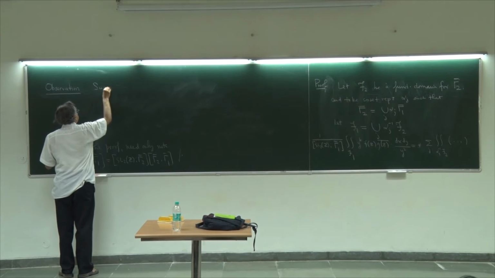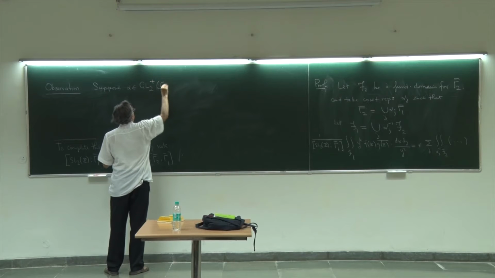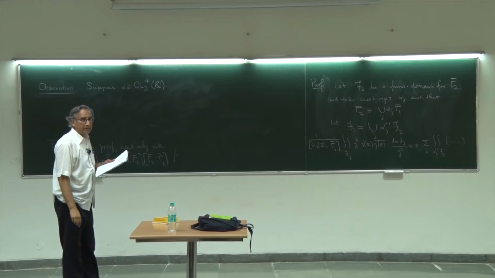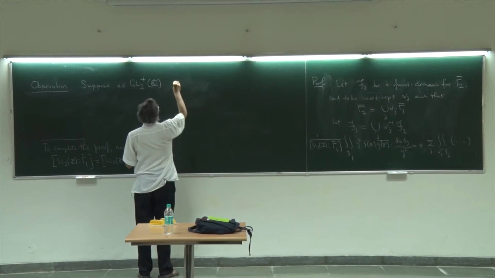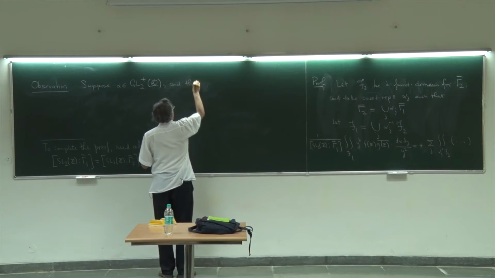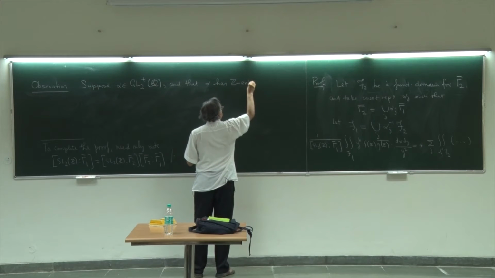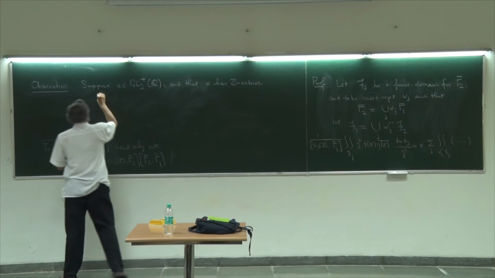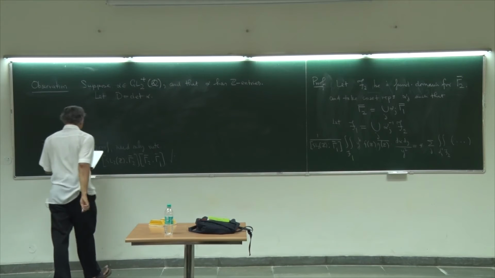Suppose alpha is an element in GL2 plus Q. So that is a rational 2 by 2 matrix with rational entries with positive determinant. Suppose this is the case, and that alpha has integer entries. Let's suppose that. Let D be the determinant of alpha.